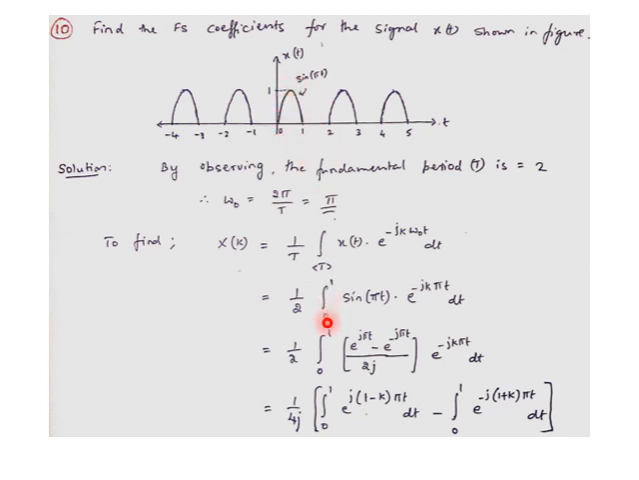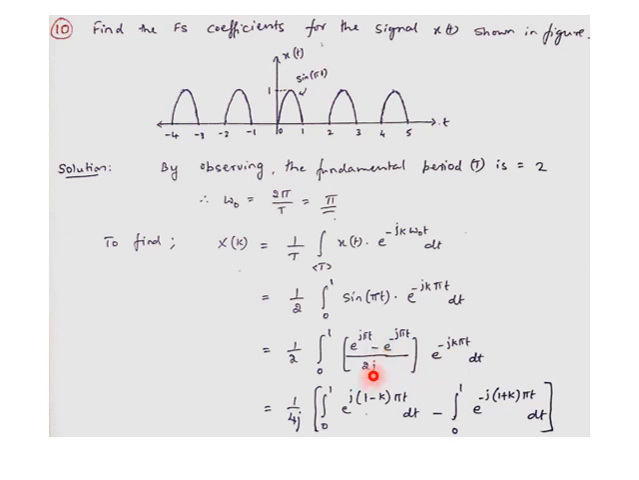So the integration limits are 0 to 1, with x of t equal to sine pi t, into e to the power minus j k omega naught t, where omega naught is pi, substituted, into dt. Next we need to take the integration, but I can do further simplification. For sine pi t I can represent it in terms of exponentials: e to the power j pi t minus e to the power minus j pi t, divided by 2j. This is the representation of sine in terms of exponentials.